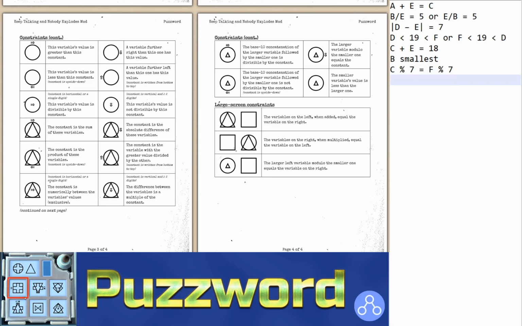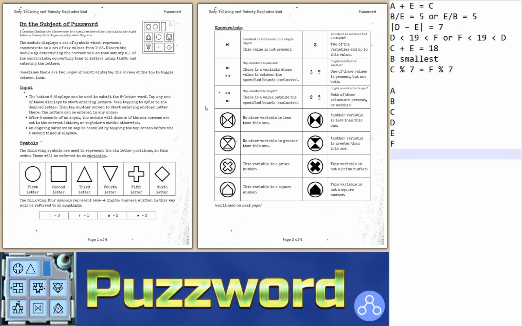Okay, so that's all of the 7 constraints decoded. Now let's see if we can find the values of a, b, c, d, e, f using these constraints. Here we go. So first of all, if Charlie plus echo is 18, then obviously both of them have to be less than 18. What else?